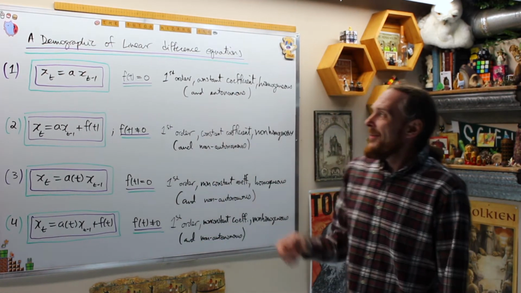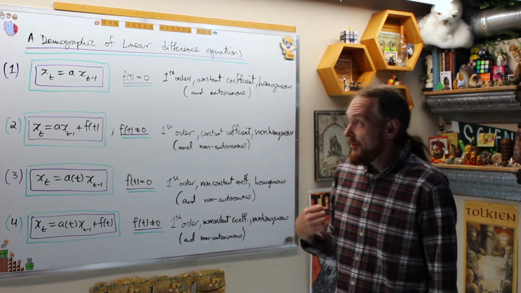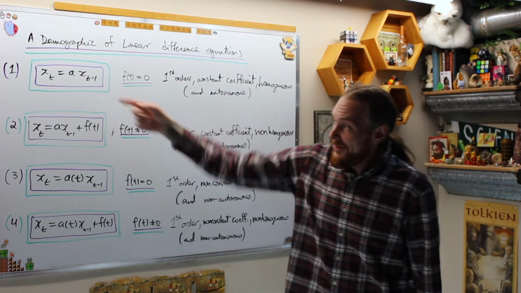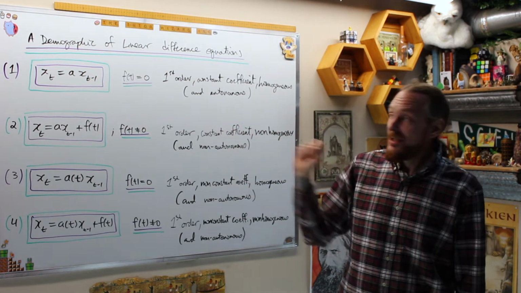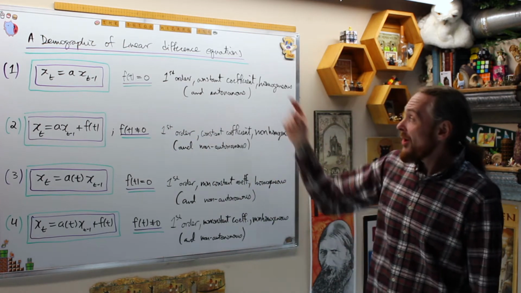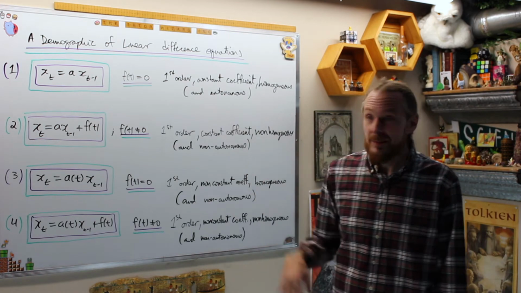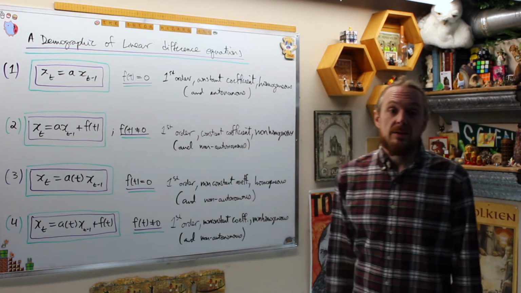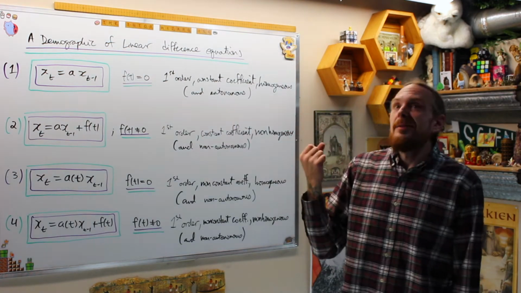All right, here's a demographic of the linear difference equations we're going to discuss and systematically give solutions to. First of all, number 1 is constant coefficient and homogeneous, so there's no f. The f of t is 0. This one's going to be first order constant coefficient homogeneous, and therefore this is the only case where we have purely autonomous, no t involved. So if you have a linear first order autonomous equation, it has to look like that, essentially.